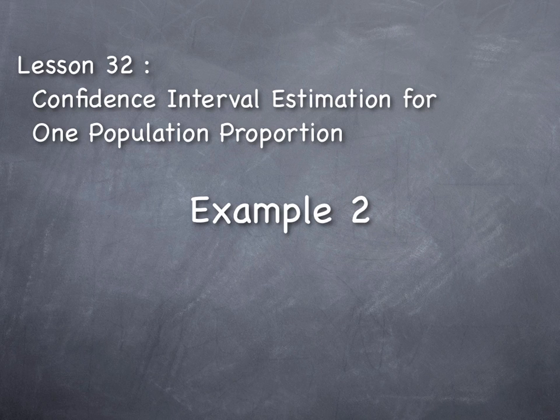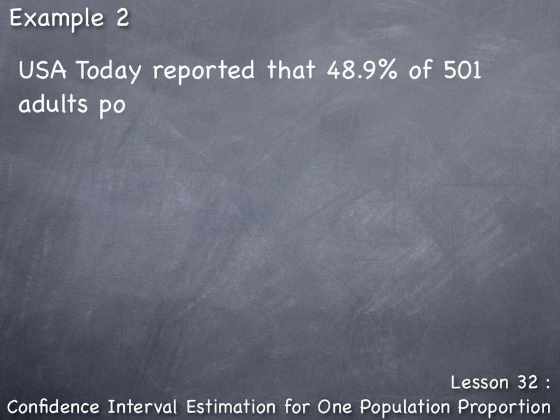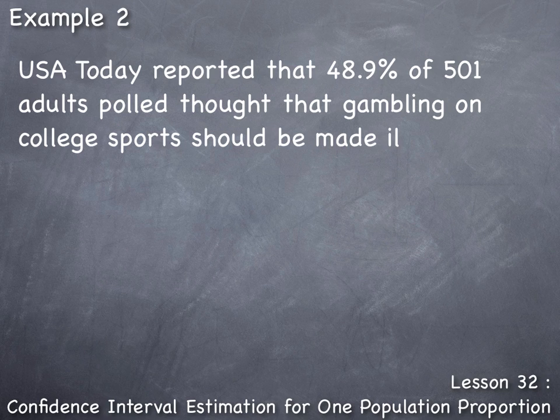Lesson 32, Confidence Interval Estimation for One Population Proportion. Example 2. USA Today reported that 48.9% of 501 adults polled thought that gambling on college sports should be made illegal nationwide.